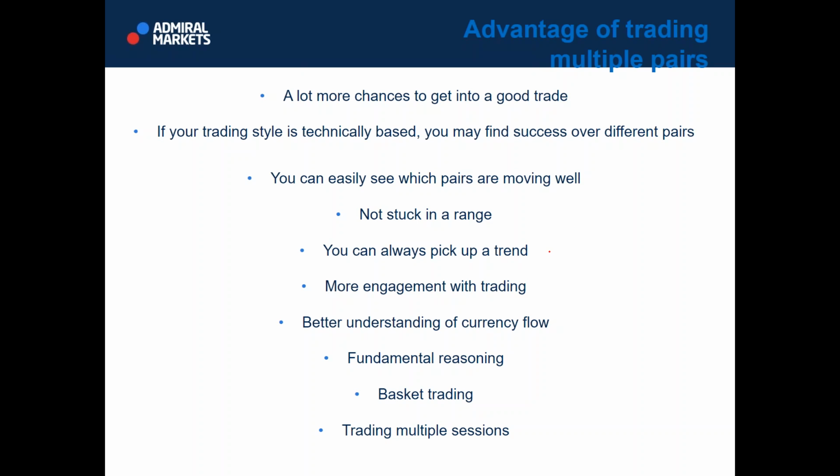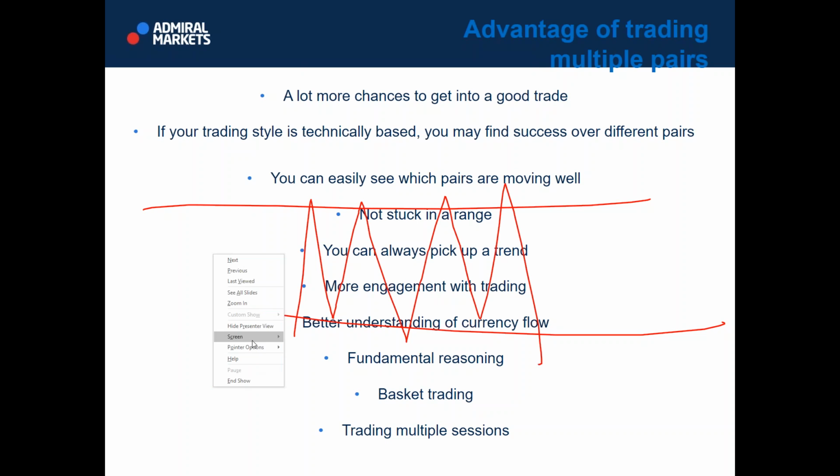If your trading style is technically based, you may find good success over different pairs. There is also an opportunity for liquid price action. In addition to increased opportunities for trade, minor crosses and exotic crosses will also provide liquid price action. So these pairs, as I said, are more volatile and provide higher chances for quick entry and exit strategies for trading. You can easily see which pairs are moving well. Just open your chart and observe price action. And you won't be stuck in a range, usually. Or if it's a range, you will spot it because it's easy to spot. The range will be easily defined on minor crosses.